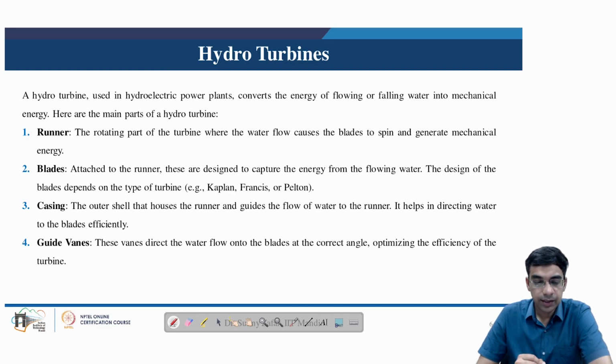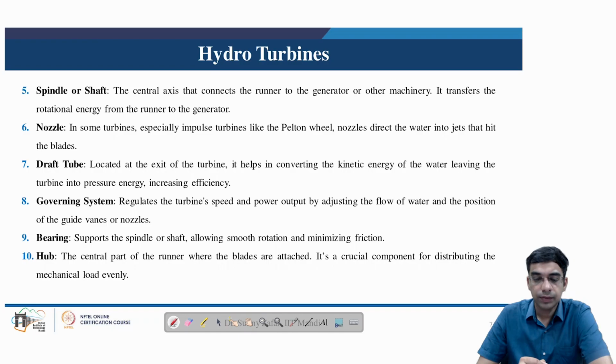Then we have the casing, which is the outer shell that houses the runner and guides the flow of water over the runner. This helps to direct water to the blades effectively. The fourth component is the guide vanes. These vanes direct the water flow onto the blades at the correct angle, optimizing the efficiency of the turbine. Often these guide vanes are movable, and their angle can be changed depending on the flow condition of the water, the rate of flow, and the requirement of energy generation.